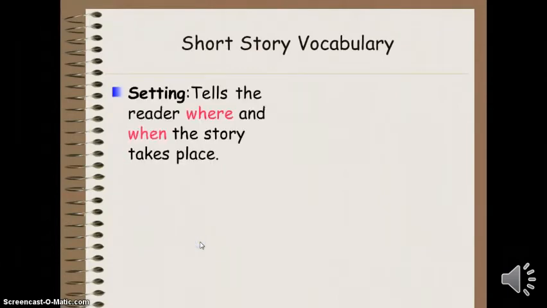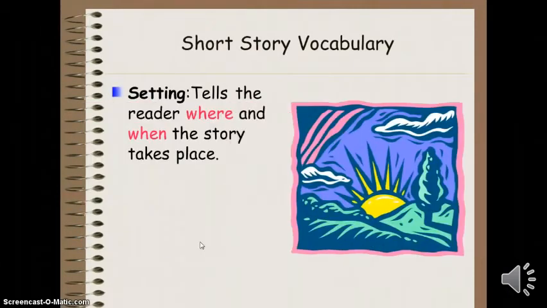The first element we're going to discuss is setting. Setting tells the reader where and when the story takes place. For example, the setting of The Lion King would be the African savannah, probably present day. Whereas the setting for Hunger Games is America, but a long time in the future. So setting really has a time and a place. If you were talking about the setting for Little House on the Prairie, that would have been in the 1800s in the United States.